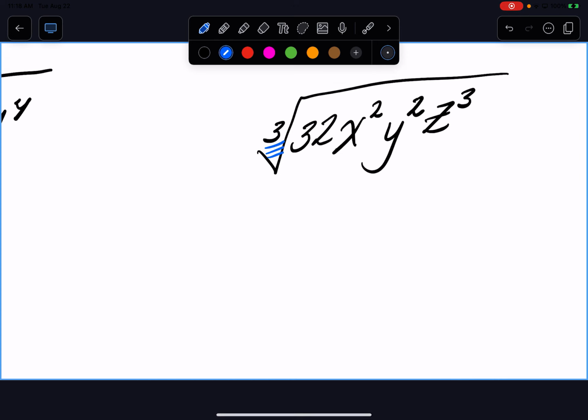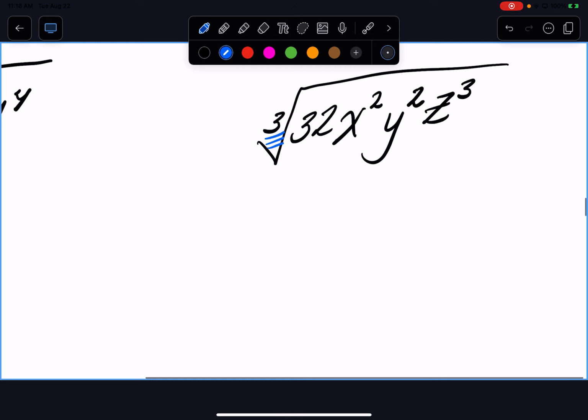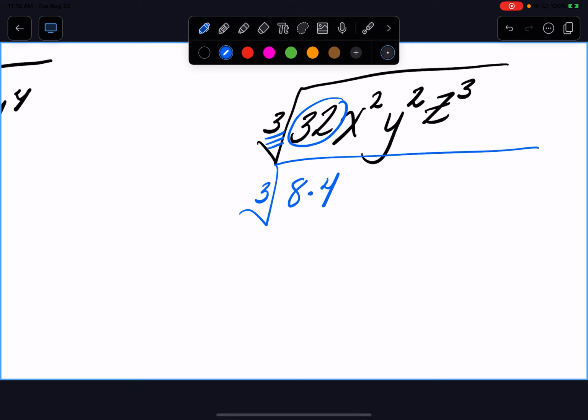Details matter. Cube root is not the same thing as a square root. I personally am going to do it like this. I'm going to break this into its factors, which means what multiplies to be 32. You can use any factors because we're all going to end up with the same factors in the end. What multiplies to be 32? 8 and 4. 8 times 4, yes?